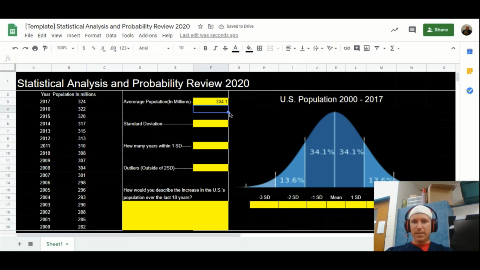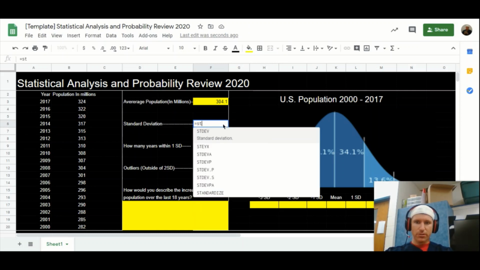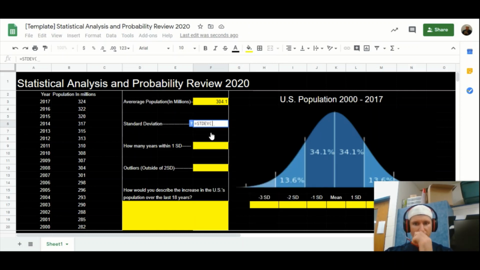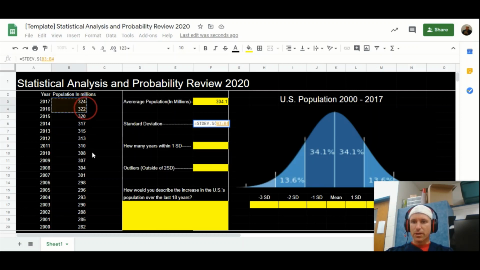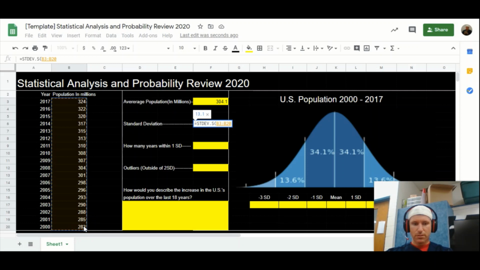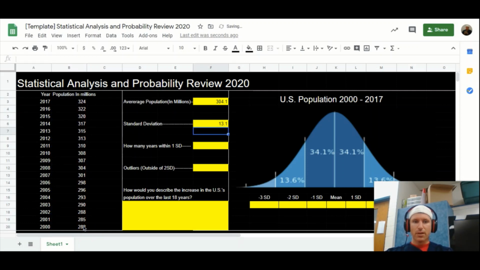304 million people with a standard deviation of equals STDV. Now I've been doing sample populations for a while. I would argue that this one is a sample as well, because it's not all the years of the United States. So sample, same data set, enter. 13.1 is the standard deviation.